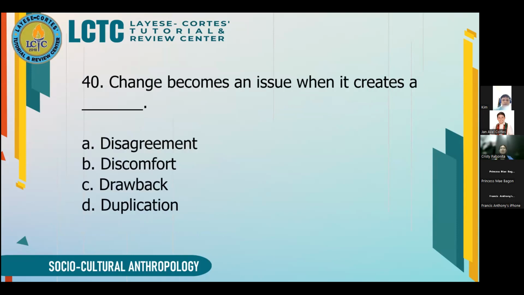Okay, 40. So change becomes an issue when it creates a blank. Disagreement. Yes, the answer is disagreement. It becomes an issue if it is not agreed upon by everyone. This will be followed by discomfort, but first, change becomes an issue if it creates disagreement.